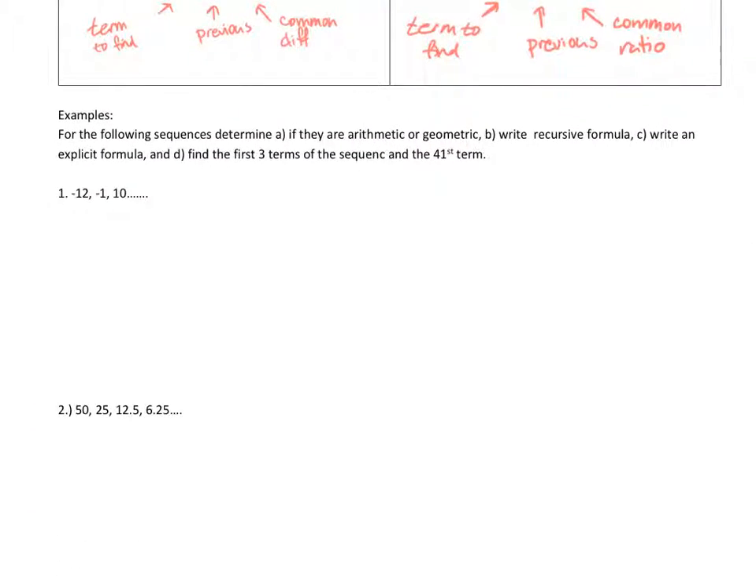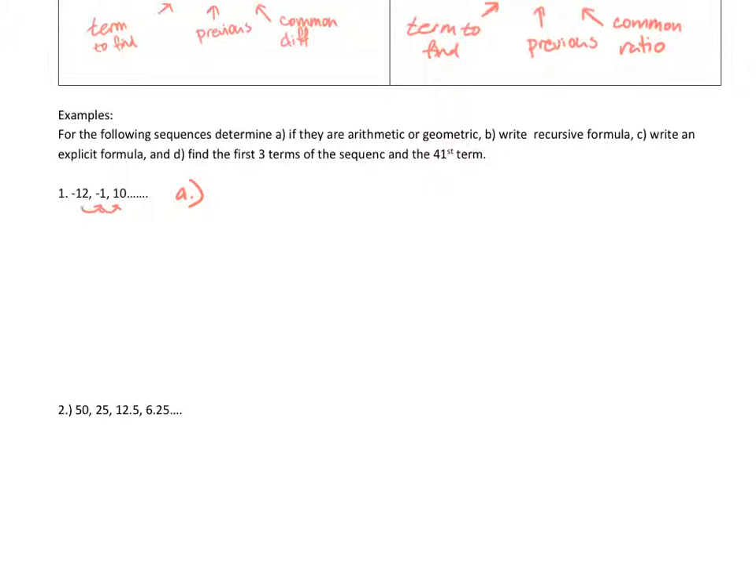Okay, so for the following sequence, A, determine if they're arithmetic or geometric. B, write the recursive formula. C, write an explicit formula. And D, find the first three terms of the sequence and the 41st term. All right, so A. What we're looking for is the change between each of these. What's happening? We're either adding, subtracting, or multiplying something for each of these.